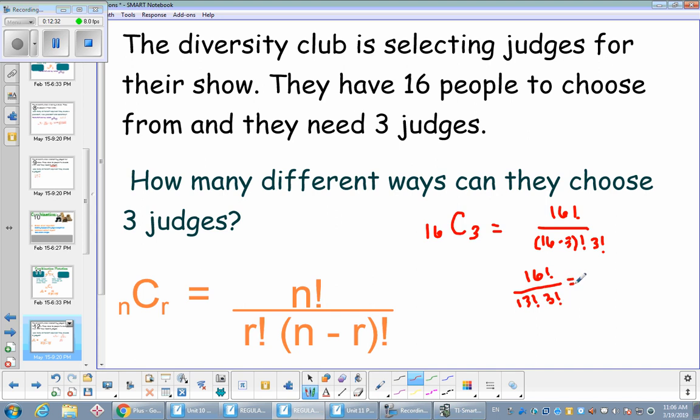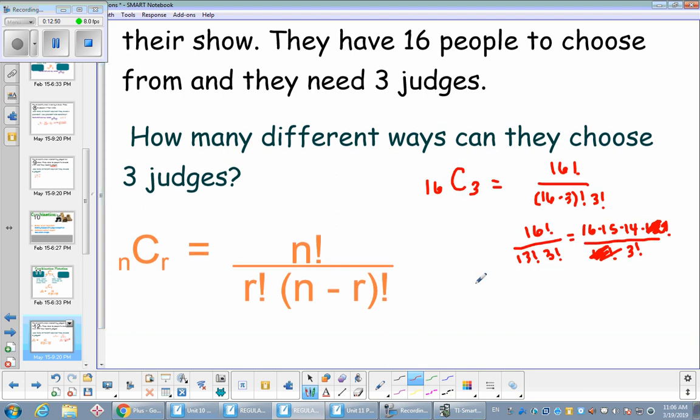So this one's a little bit different. Same thing is true. 16, 15, 14, 13. Everything below 13 is going to cancel. So I'm going to cancel this out and this out. But I still have the 3 factorial on the bottom. So it's 16, 15, 14 over 3, 2, 1.